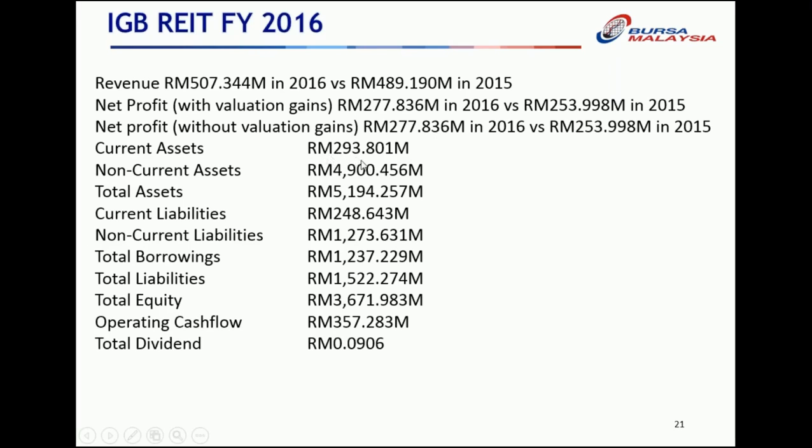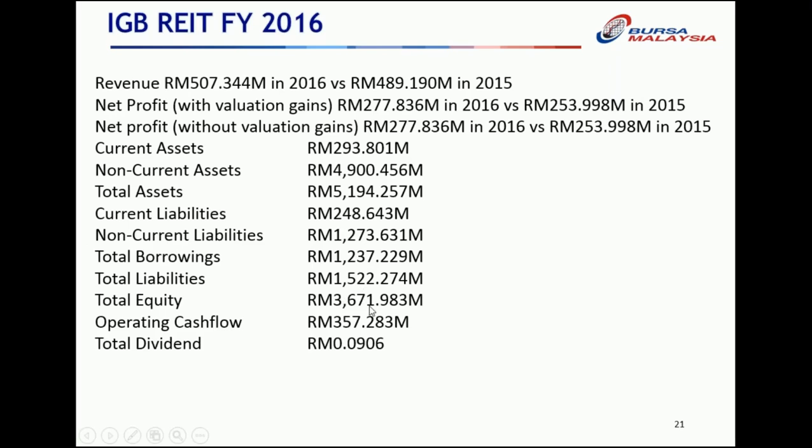Now the current asset is 293 million. Non-current asset is 4.9 billion. Total asset is 5.1 billion. Current liabilities 248 million. Non-current liabilities 1.2 billion. Total borrowings is 1.2 billion.